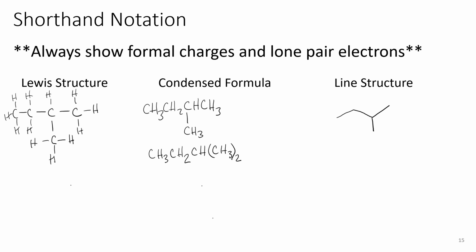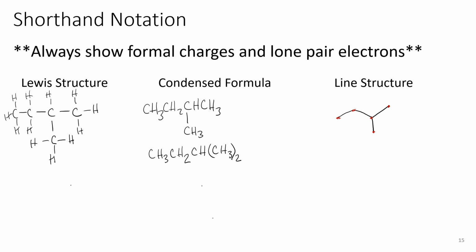So the way that a line structure works is every point of a line becomes a carbon atom. So if we think about my points here, I've got carbon atom 1, carbon atom 2, carbon atom 3, carbon atom 4, and then I've got a carbon atom 5 down there. So I still have my 5 carbon atoms. Then I always have to remember carbon forms 4 bonds, which means any bond not shown is going to be a bond to a hydrogen.